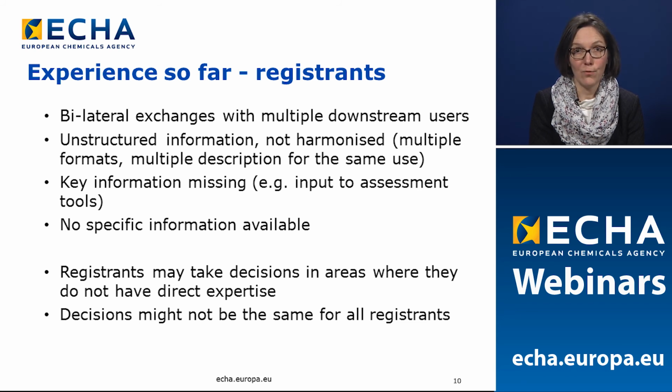Experience shows also that the information needed by the registrants as an input to its exposure assessment is often missing. For example, the type of ventilation, the concentration range in the products, or the type of releases expected in the environment. All in all, either lots of time is spent in collecting and consolidating the information via bilateral exchanges with customers, or registrants take unilateral decisions, for example, on the use to cover or on the condition of use for a certain use. This may lead to unrealistic exposure scenarios, and we have to keep in mind that this is the information that downstream users and authorities get.